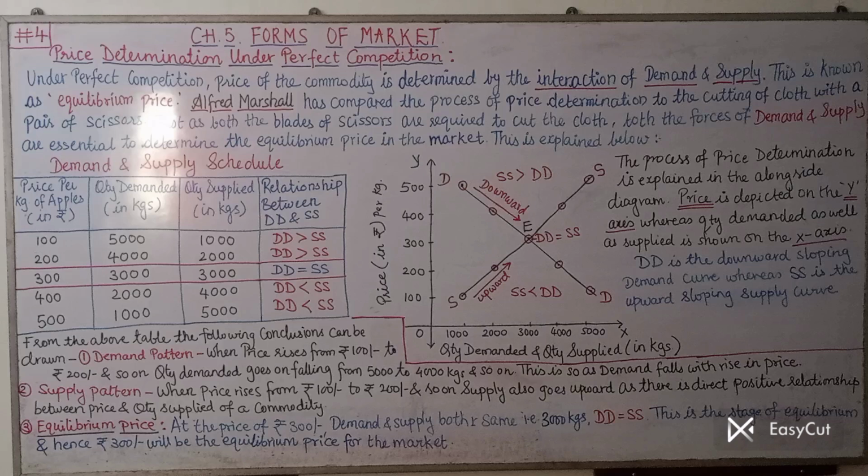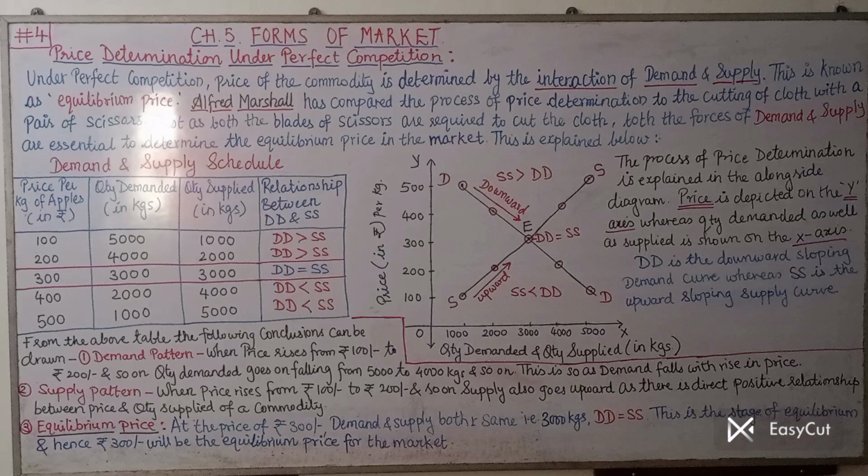Now let us explain the diagram. Whatever we have done, we'll write that only. The process of price determination under perfect competition is explained in the alongside diagram. Since my diagram is beside, I have written alongside. If you draw the diagram above, you write in the above diagram. Price is shown on the y-axis, whereas demand and supply is on the x-axis. DD is the downward sloping demand curve, whereas SS is the upward sloping supply curve.